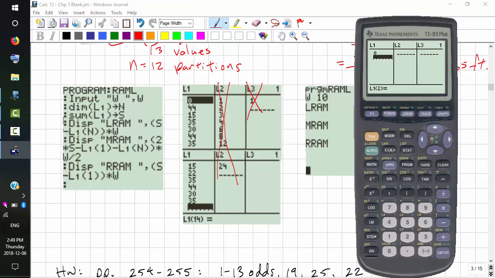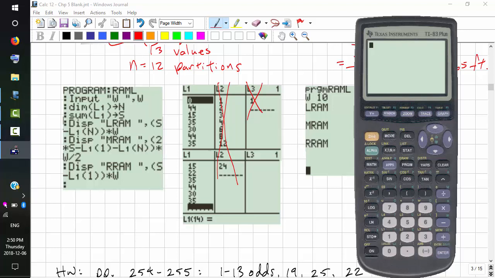0, 44, 15, 35, 30, 44, 35, 15, 22, 35, 44, 30, 35. Okay, this says 13. We have 13 values, so I didn't miss anything. Be careful entering this list, otherwise you'll get the wrong answer and you won't know why. So it's always good to scroll through and double check your values.